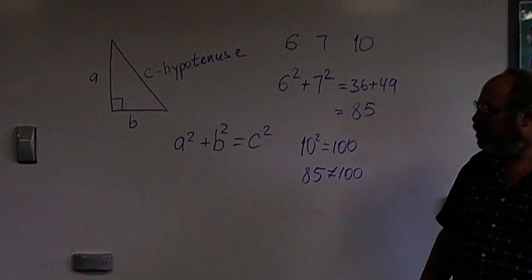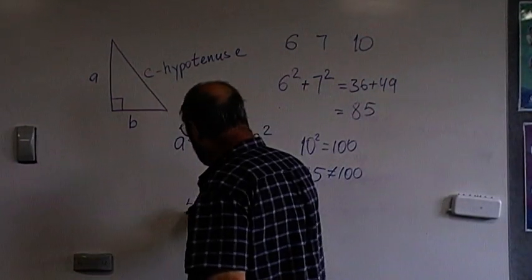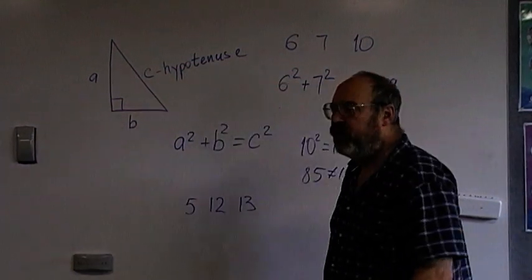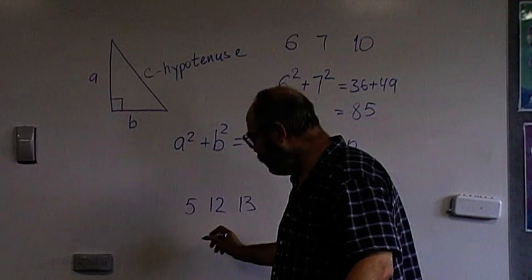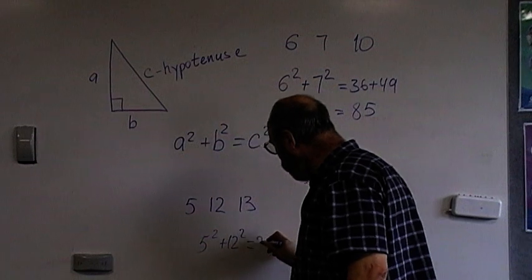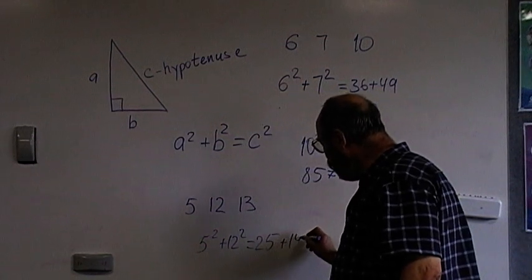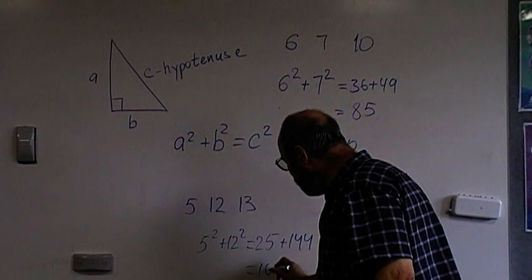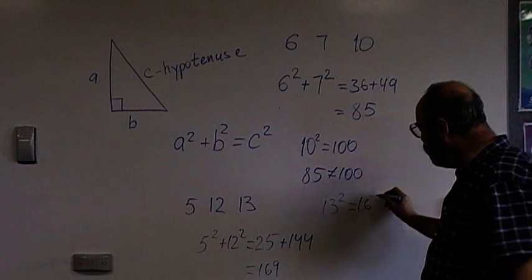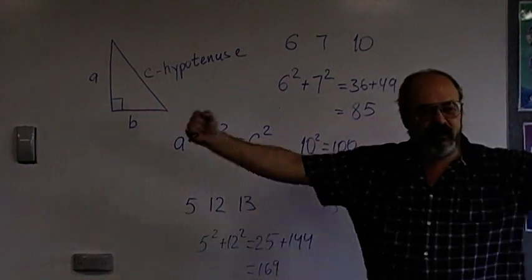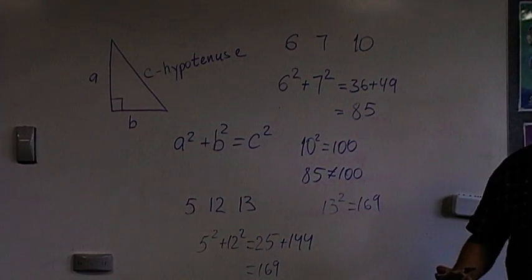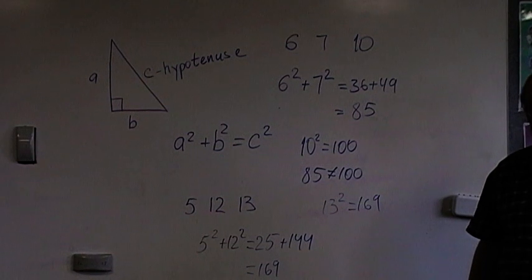Now let's try another triangle with the sides 5, 12, and 13. Let's check. Don't guess. Check. 5 squared plus 12 squared equals 25 plus 144 equals 169. And 13 squared equals 169. They are equal. It is right angle. So in this way we can find out whether a triangle is right angled or not.